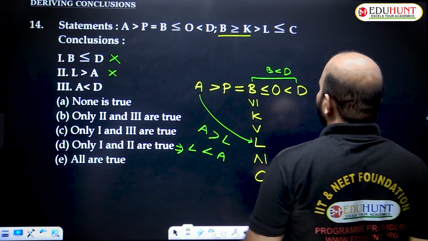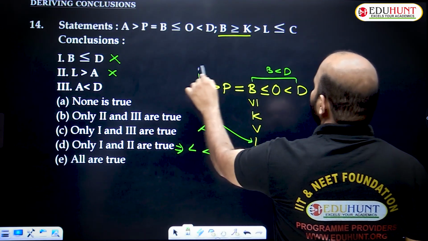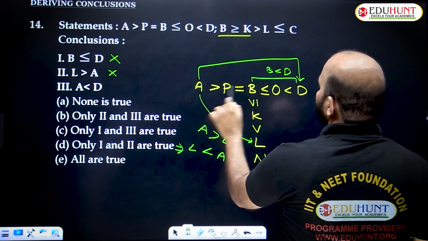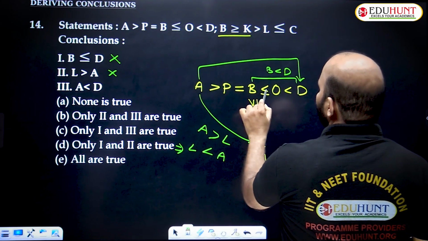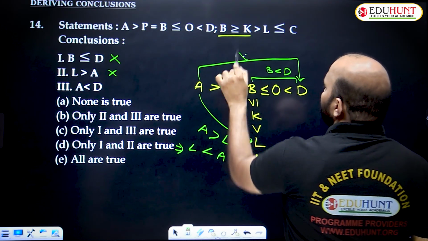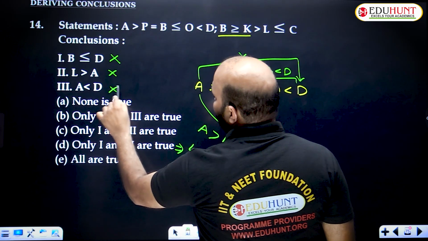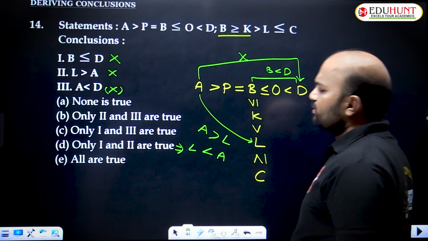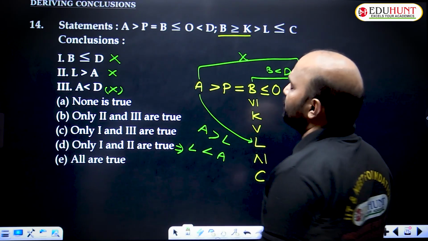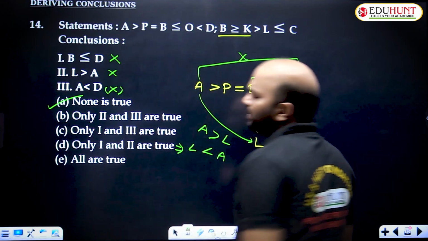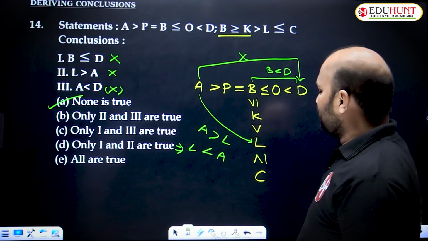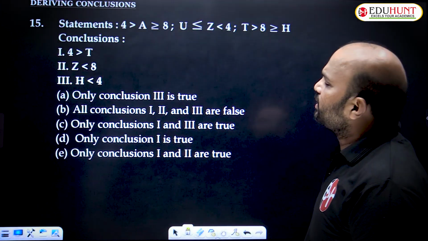Next one, A to D. A to D asking, how many symbols are compared? Here A to D, 1, 2, 3, 4: greater than, equal to, less than or equal, already got opposites. Once opposite symbols are coming, the relation can't be determined. So the third one is also wrong. So none is true, all are fail, nothing but none is true, option A is the right answer. Am I clear? Let's go to question number 15.